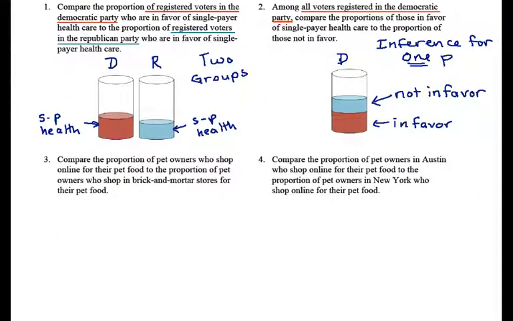Now, compare the proportion of pet owners who shop online for their pet food to the proportion of pet owners who shop in brick and mortar stores for their pet food. We've got proportions of pet owners and of pet owners. We've got, you guessed it, one group.